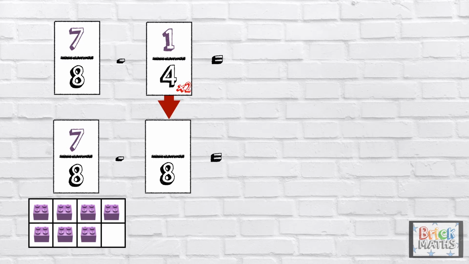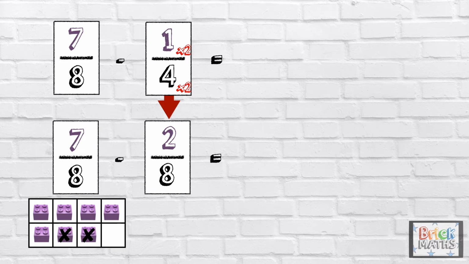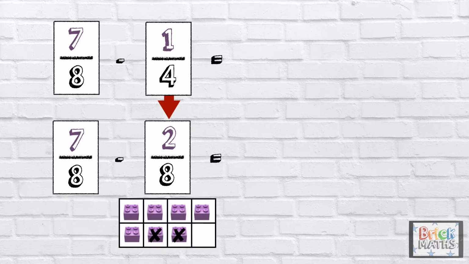So we need to multiply the numerator by 2 as well, which is 2, so 1/4 is the same as 2/8. Now that the denominators are the same, we can subtract the fractions. 7/8 take away 2/8 equals 5/8.